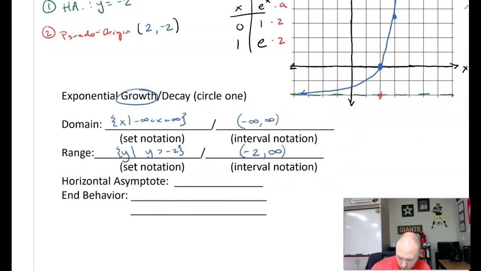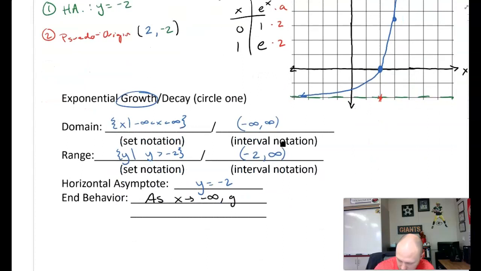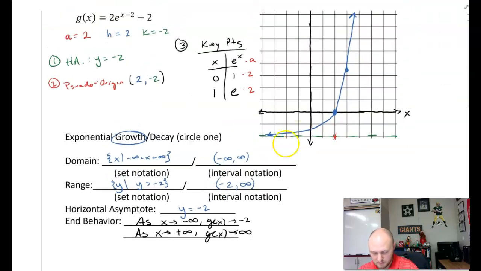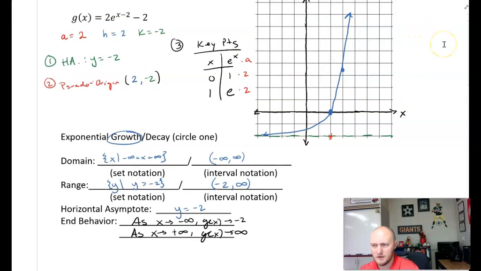The horizontal asymptote, y is equal to negative 2. And then our end behavior, as x goes to negative infinity, the function, which is g of x, approaches negative 2, our horizontal asymptote. And as x goes to positive infinity, our function is increasing towards positive infinity. Okay, so there's our graph.